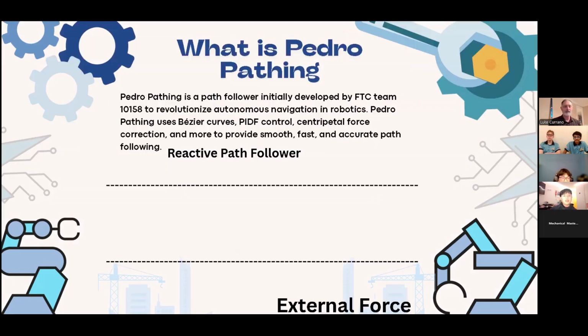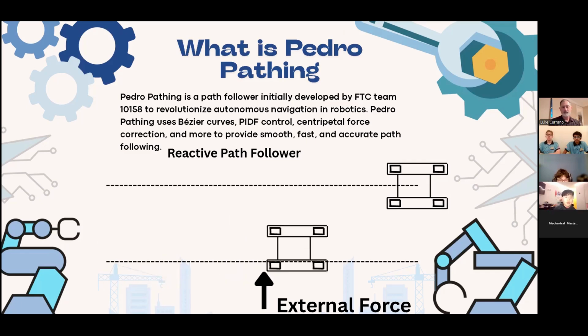Pedro Pathing is a path follower developed by FTC team 10158. And basically, what's really cool about Pedro Pathing is it uses Bezier curves and PIDF control and also centripetal force correction to follow paths more smooth, fast, and accurate than previous systems. The really cool thing about Pedro Pathing is it corrects as it's moving, and you'll see that it reacts instantly to external forces, as shown in this animation.